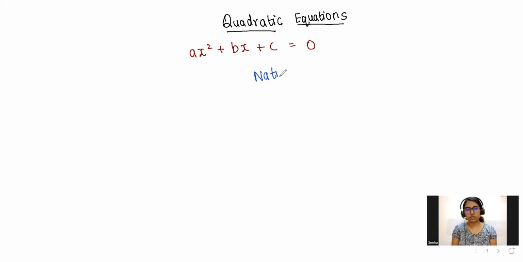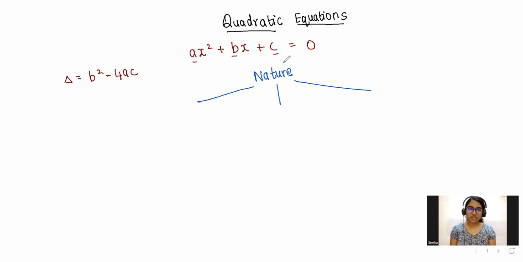Now we'll be learning about the nature of the roots of the equation. There are three different types of roots, depending upon the discriminant value. So what is the discriminant? The discriminant is calculated as b square minus 4ac, where b, a, and c are the respective coefficients and constant. Depending upon this discriminant value, we can classify the nature of the roots.